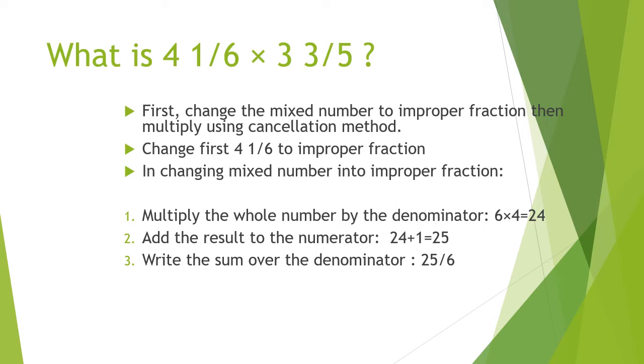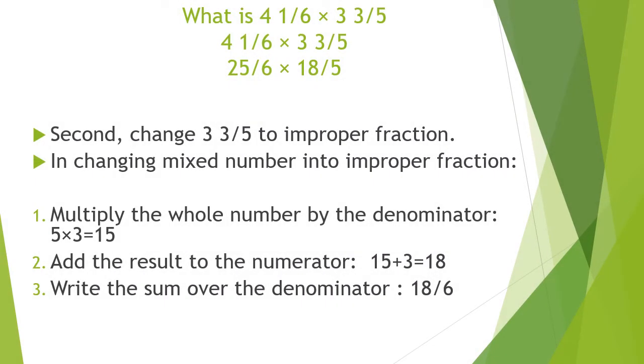Then follow the steps in multiplying fractions. So, second, change 3 and 3/5 to improper fraction. In changing a mixed number into improper fraction, step 1, multiply the whole number by the denominator. 5 times 3 equals 15. Add the result to the numerator. 15 plus 3 equals 18. Write the sum over the denominator, 18 over 5.